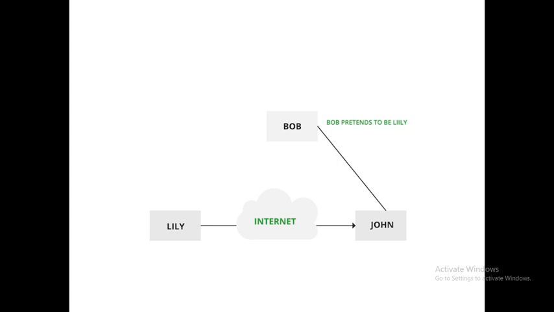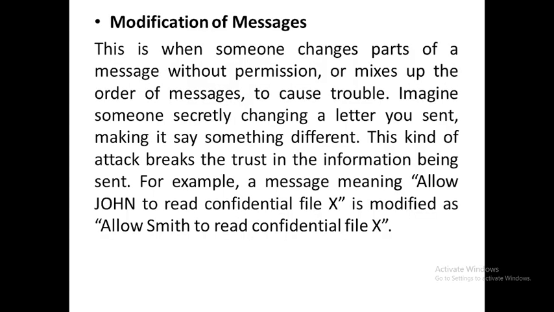Here, actually, in the 2n, at one end Lily and at the other end John are in conversation with each other. Now what this Bob will do is act like Lily. He will pretend to be Lily and send some fake messages to John. So, modification of messages. This is when someone changes part of a message without permission or mixes up the order of messages to cause trouble.